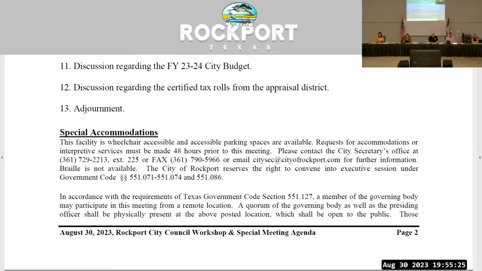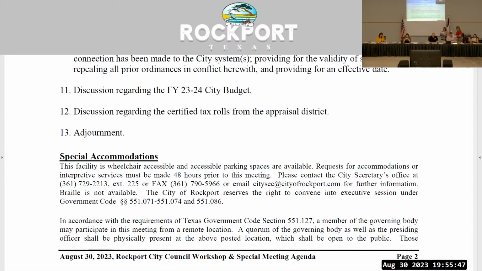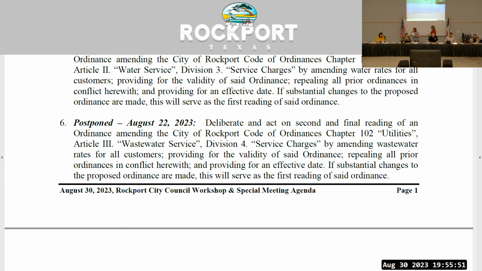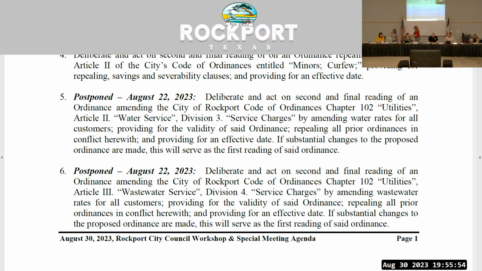Postponed August 22nd, 2023. Deliberate and act on first reading of an ordinance amending the City of Rockport Code of Ordinances, Chapter 102, Utilities, Article 2, Water Services, Division 3, Service Charges by amending water rates for all customers, providing for validity of said ordinance, repealing all prior ordinances in conflict herewith, providing for an effective date. If substantial changes to the proposed ordinance are made, this will serve as the first reading of the ordinance.